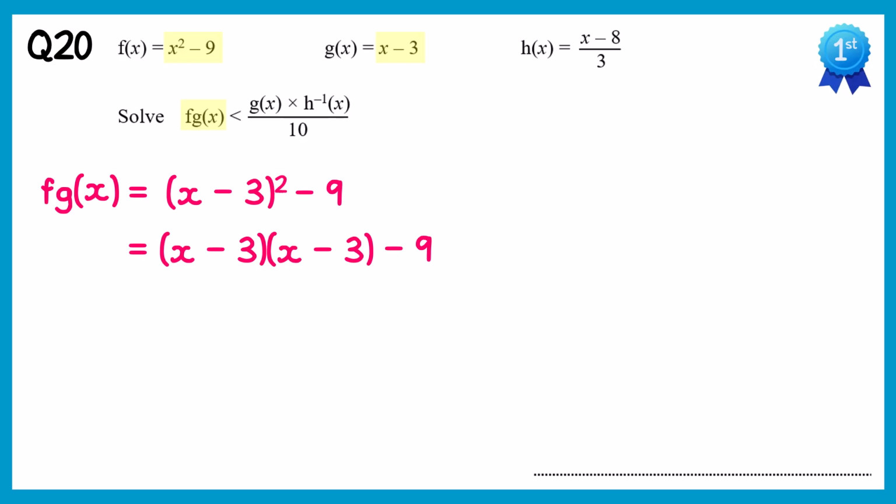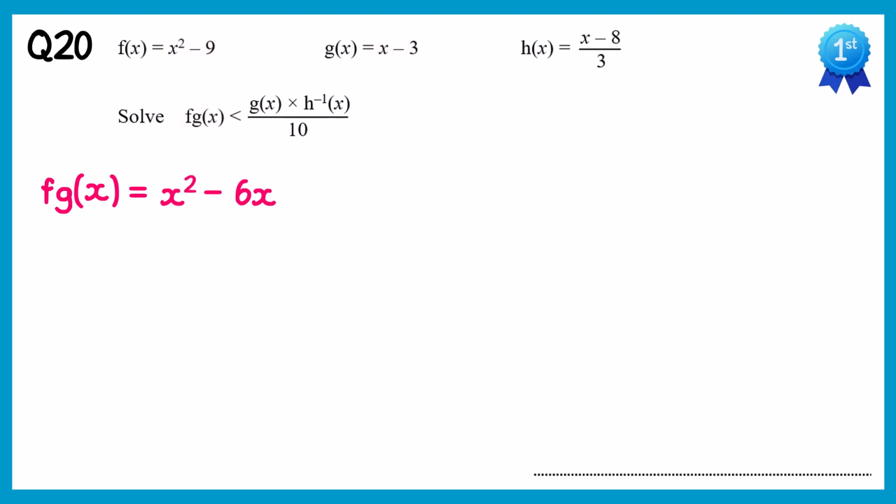Let's expand this bracket. x times x is x squared. x times negative 3, negative 3x. Negative 3 times x is also negative 3x, and negative 3 times negative 3 is positive 9. And then we've also got this subtract 9 at the end. So if we simplify, we end up with x squared, minus 3x minus another 3x is minus 6x, and 9 take away 9 is actually 0. So this is what it equals, x squared minus 6x.